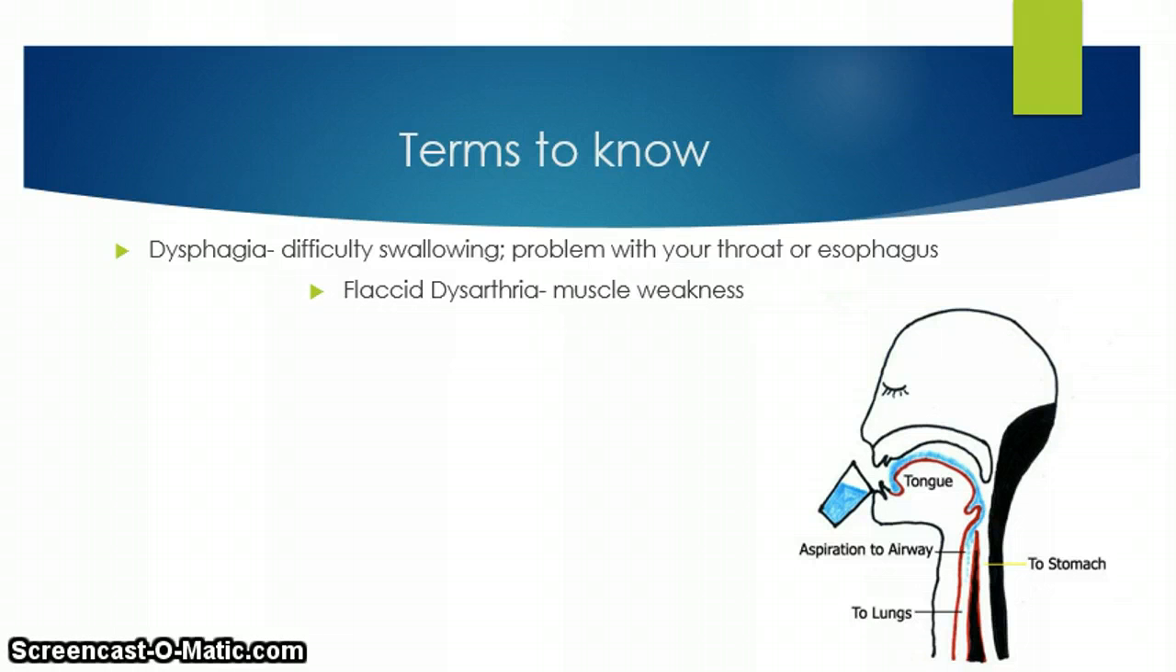One cause of this dysphagia can be flaccid dysarthria, which is a muscular weakness. So basically the muscles that we use for speech and swallowing are weaker, their range of motion is limited, and therefore it can affect your swallow.